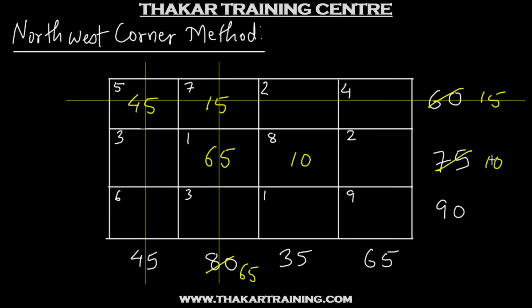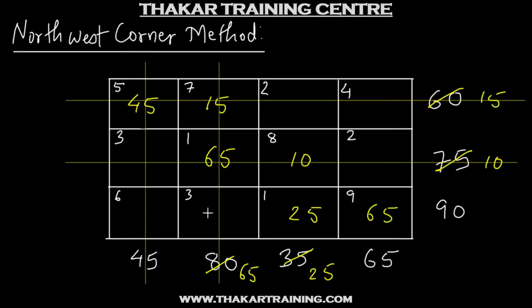So this source is now completely exhausted. So we strike this row off. And from this 35, 10 have been allocated. So the remaining is 25. So now we have reached the end of allocations. So we can see now this 25 will get allocated over here. And the remaining quantity of 65 will get allocated over here. So this is how the allocations are made according to the northwest corner method.